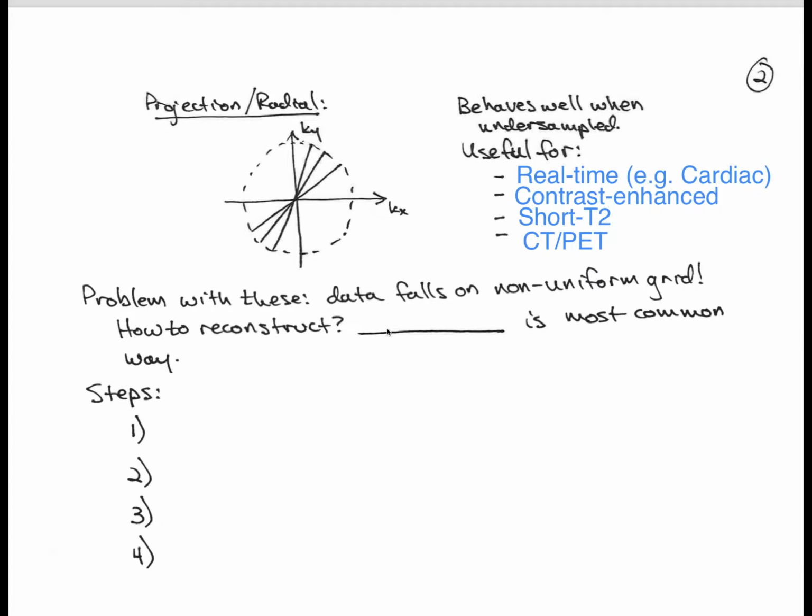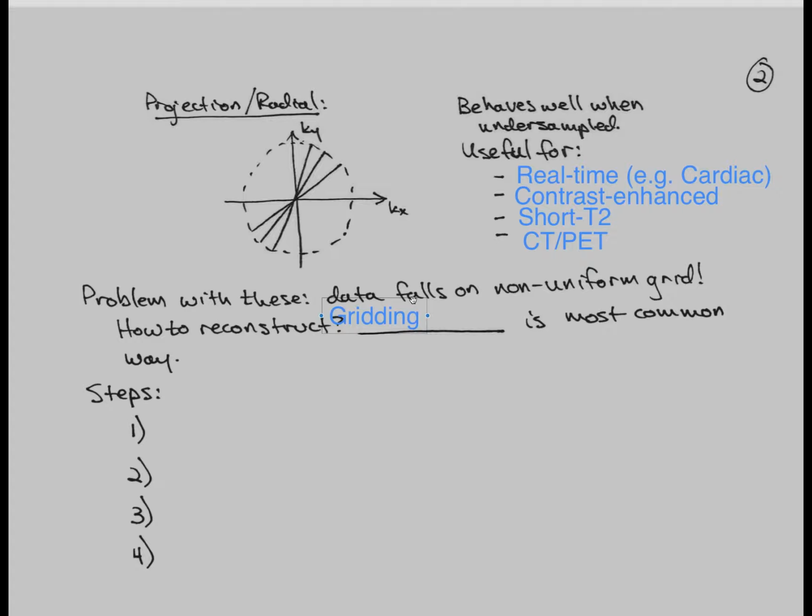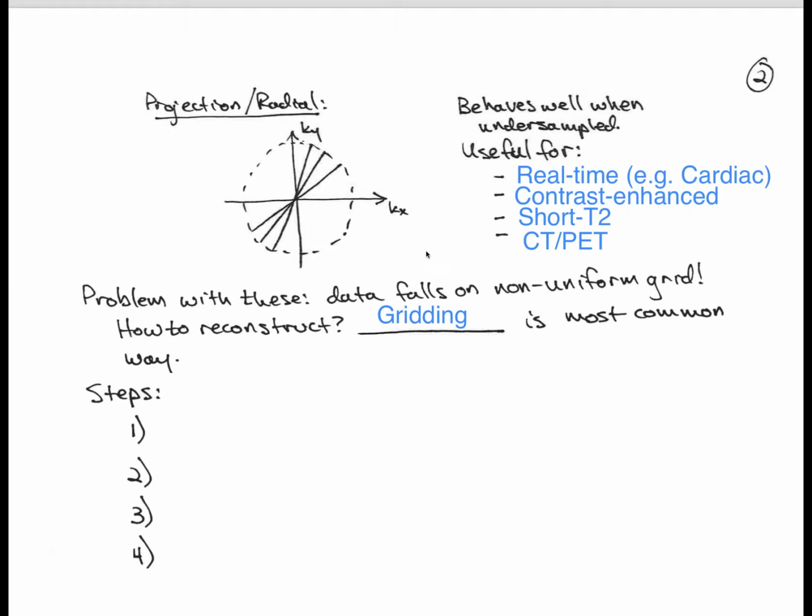Now the problem with these non-uniform trajectories is that the data falls on a non-uniform grid. So how do we reconstruct it? Well, in class, we talked about using gridding for this. Gridding is the most common way to reconstruct images acquired on these non-uniform trajectories.